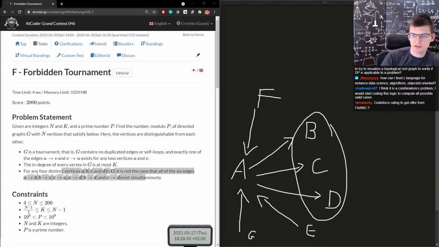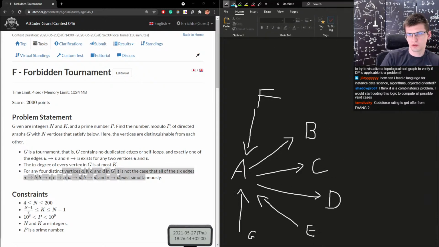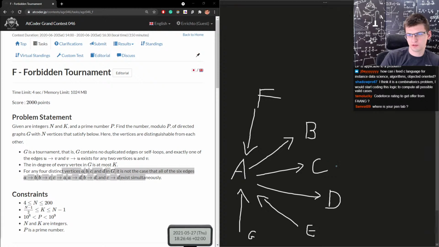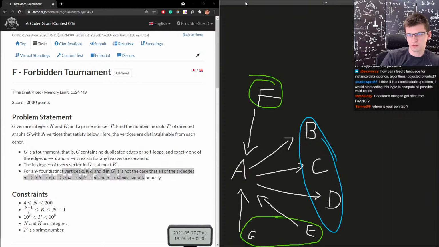If from this group there is a blue group and a green group, and from blue there is an edge to anything green, like this red edge, say from B to F, then that creates a triangle. So what?